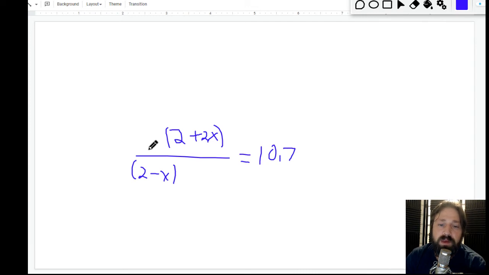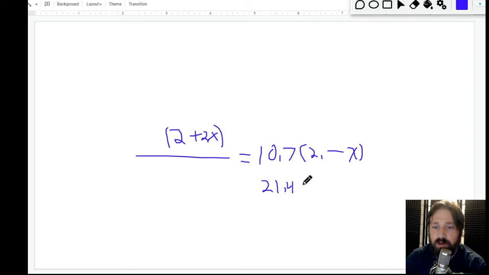Now, I'm going to move this over to minus x here. Multiply both sides by 2 minus x. And then multiply this out. So this is going to be 21.4 minus 10.7x. All right. Kind of clean this up a bit. There we go. Okay. And that is that.